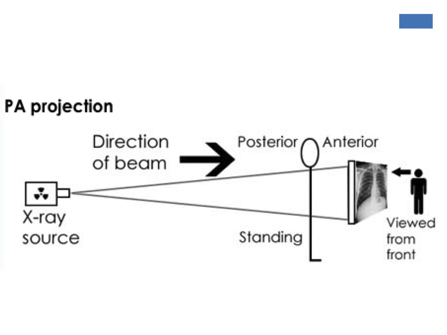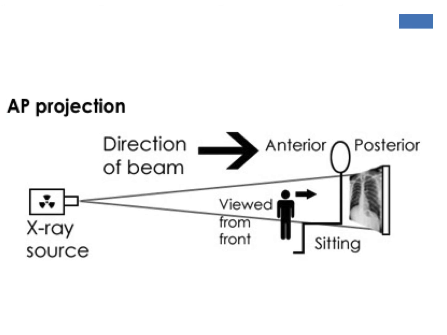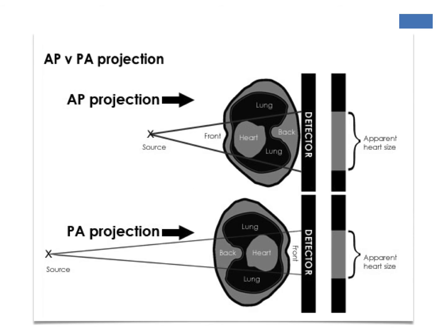PA projection allows for the patient to sit or stand facing the detector, which means that the radiation passes through the patient posteriorly to anteriorly so that the structures of the chest are closer to the detector. AP projection means that the patients are facing the source of radiation and the beam passes through them onto a detector behind them. If we compare between PA and AP films, we can see how the relative position of the heart to the detector can influence its projected size.